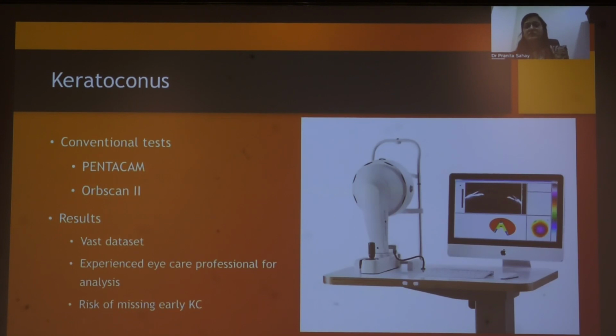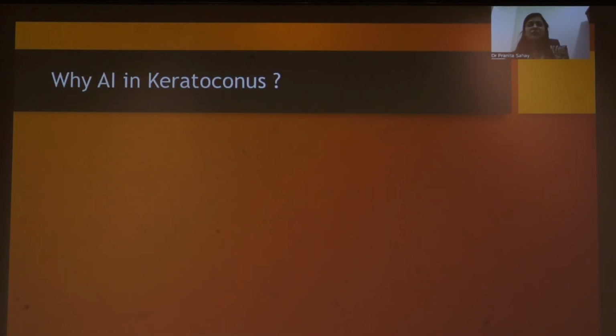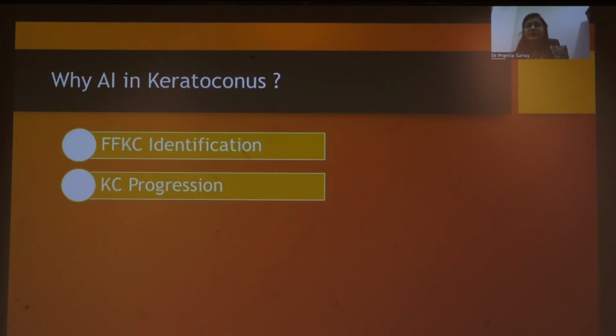Pentacam and ORBSCAN II are the two conventional tests that are used for identification of keratoconus. The results of these tests are extremely sensitive and highly predictable. However, the reports of these tests show a vast data set and require an experienced eye care professional for its analysis. So why is AI important in keratoconus?